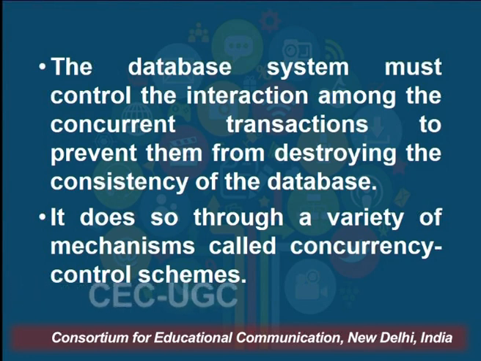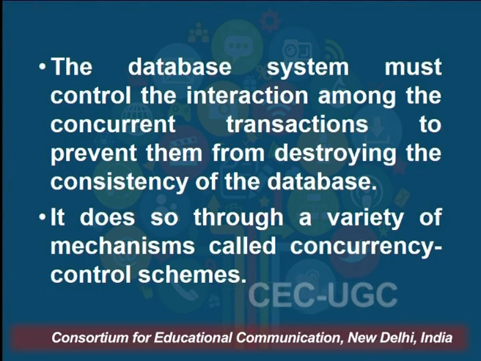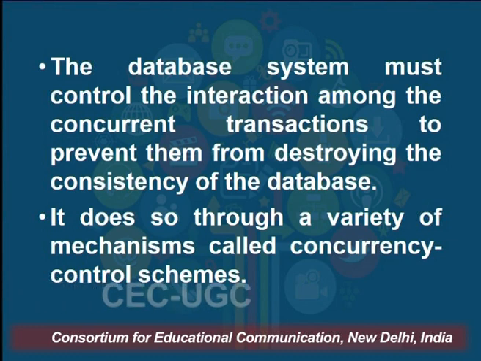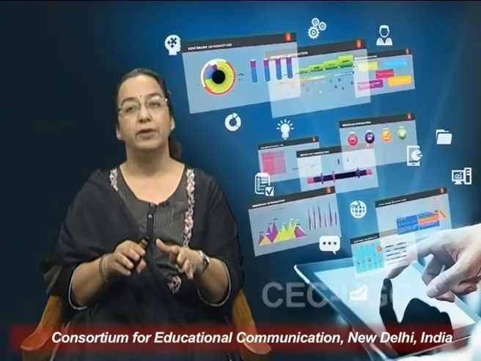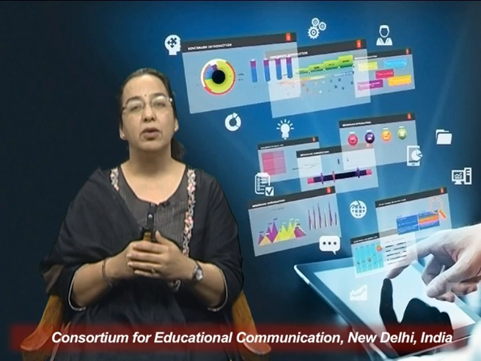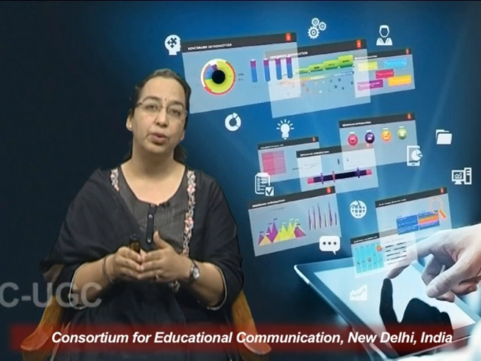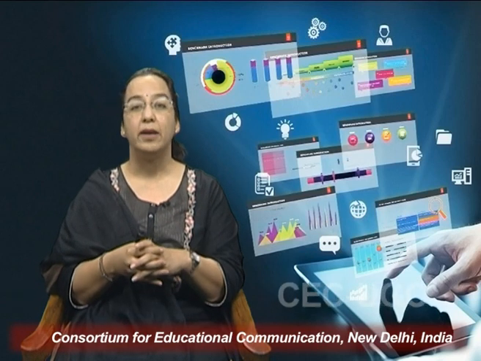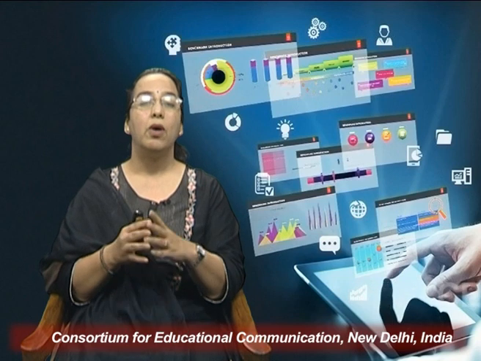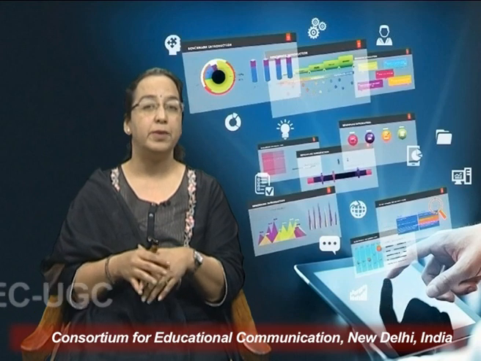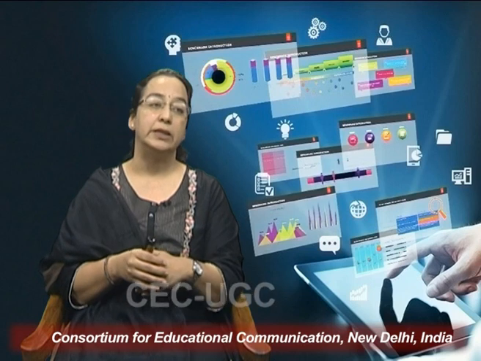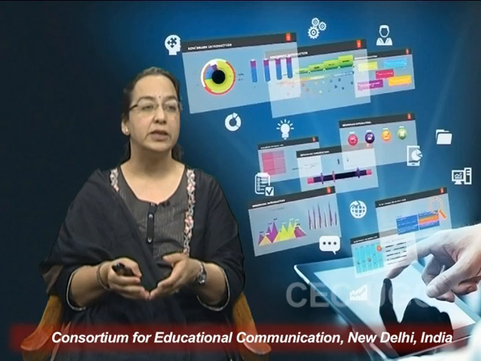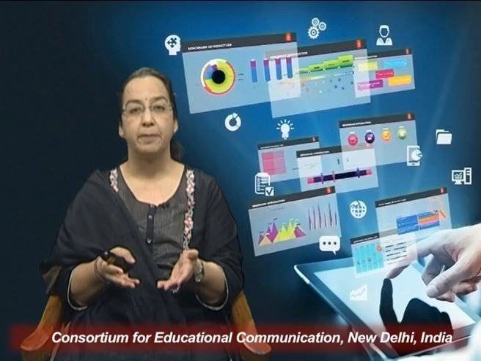I am repeating this sentence again. The database system must control the interaction. We are not saying to stop the interaction. That means concurrency is something which we are going to live with. So we have accepted the concurrency, but it should be implemented in such a manner that all the concurrent execution is prevented from destroying the consistency of the database, because with the consistency of the database we are not going to compromise.